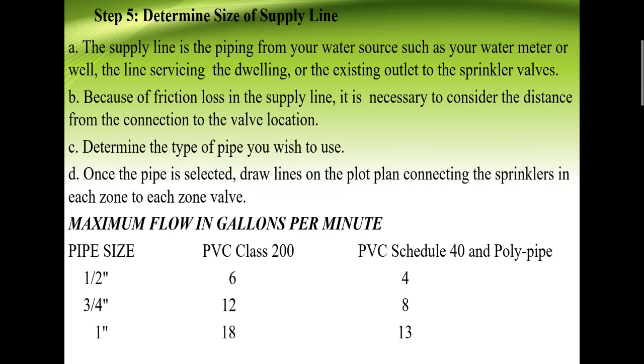Step 5. Determine the size of the supply line. The supply line is the piping from your water source, such as your water meter or well, the line servicing the dwelling, or the existing outlet, to the sprinkler valves. Because of friction loss in the supply line, it is necessary to consider the distance from the connection to the valve location. C. Determine the type of pipe you wish to use.